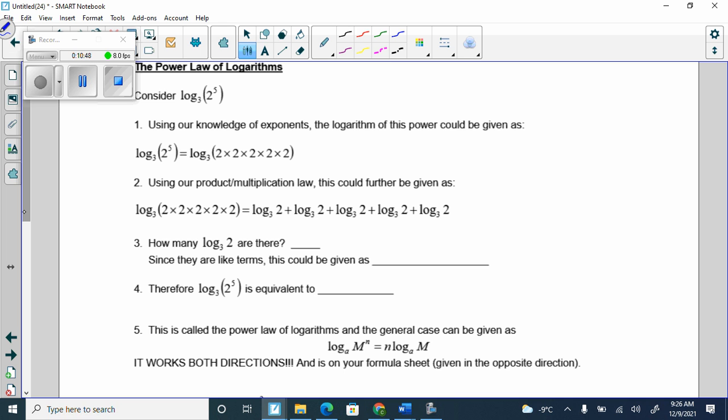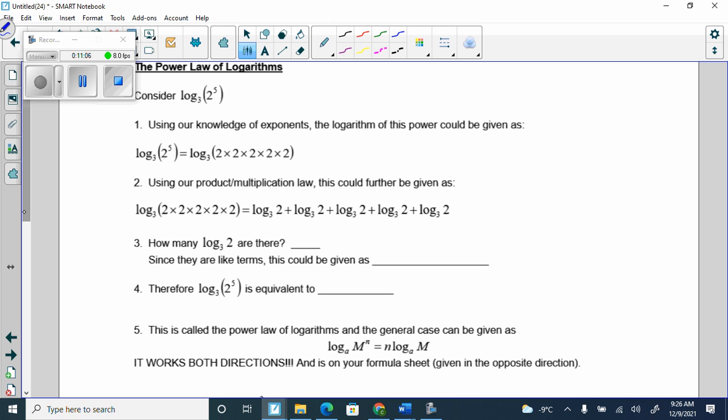So these are backward and forward. I can take the number in front and raise it to the exponent, or I can take the exponent and drop it in front. Okay? But why? Well, let's look through this. If I look at log base 3 of 2 to the 5th, I can write that as log base 3 of 2 times 2 times 2 times 2 times 2, correct? Because that's what 2 to the 5 is.